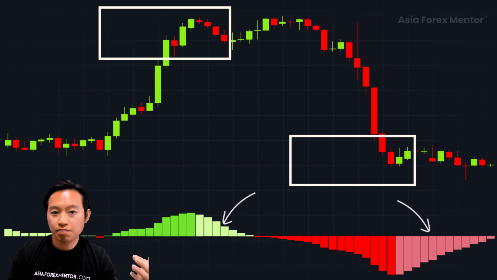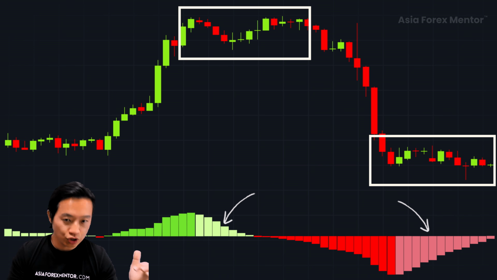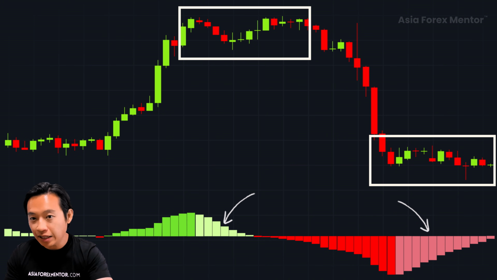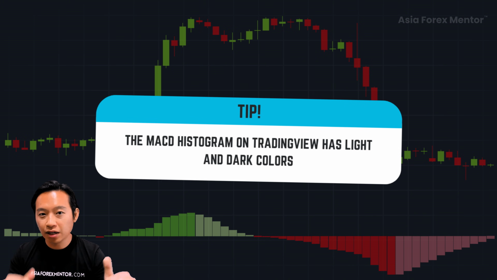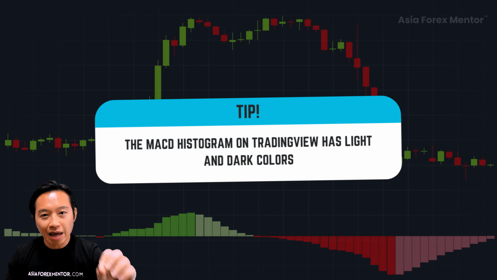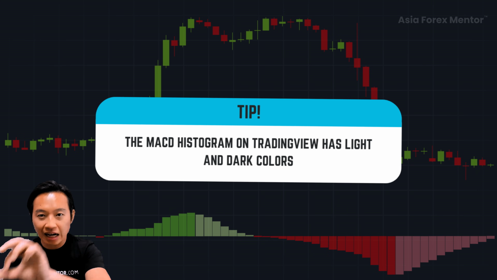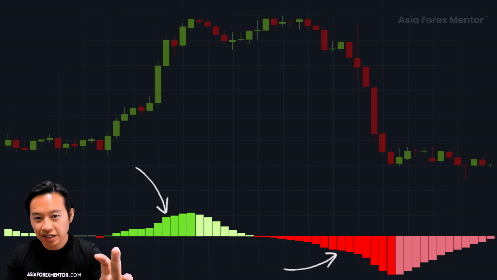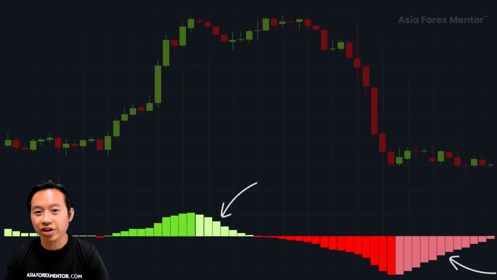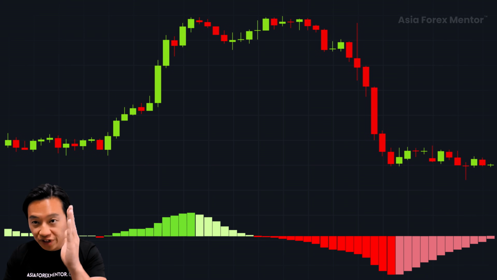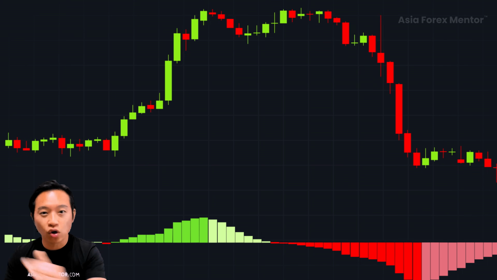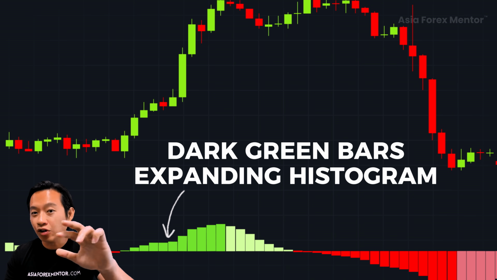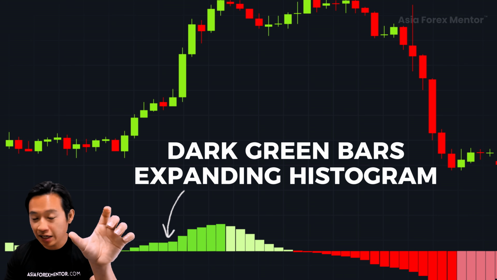So then, it's probably better to exit your trades and wait for price to generate momentum again during this kind of period. For a better visual representation, the MACD histogram has light and dark colors. We see dark colors when the histogram is expanding, and light colors when it's shrinking. That's a good visual representation, isn't it? So at the beginning of an up move, you will see 2 or more dark green bars with an expanding histogram.